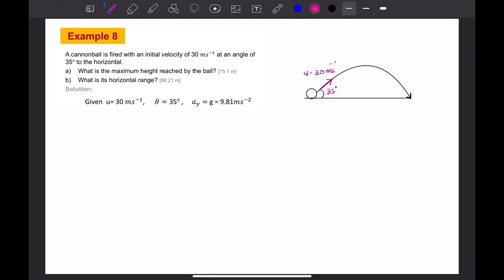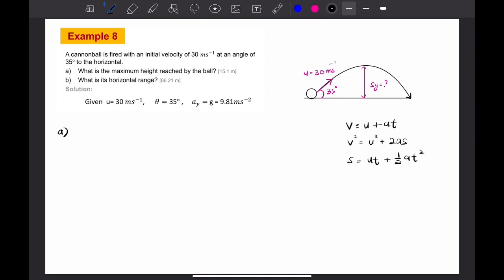Now the question is, what is the maximum height reached by the ball? So they ask you to find the sy, or the vertical displacement. Again, like I've mentioned before, we need to use the three equations that we have learned. So s is equal to ut plus half at square, right?